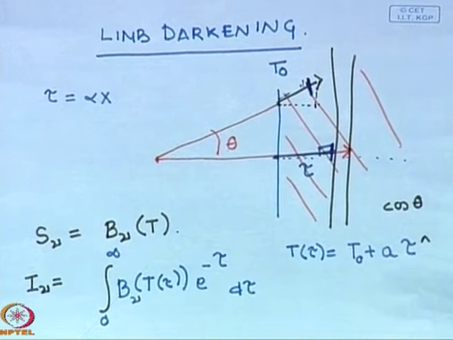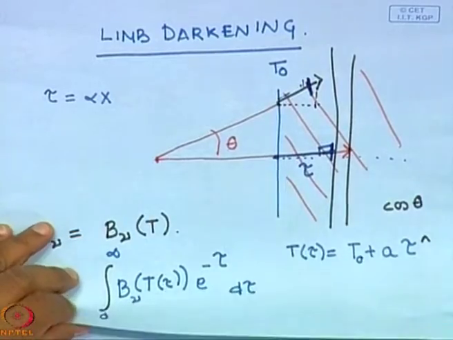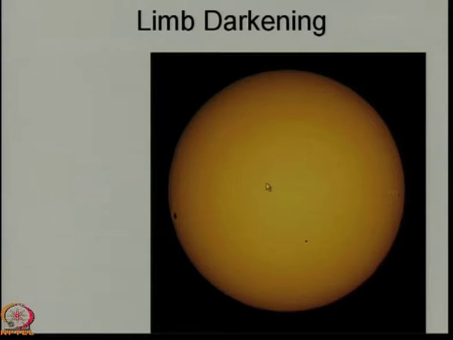So when you look at the sun, let us look at this picture of the sun. When we make an image of the sun, when we look straight in, we are looking deeper into the sun and it appears hotter. The sun is hotter as you go in. When you look straight in, you are looking deeper, so you are seeing a hotter part of the sun.